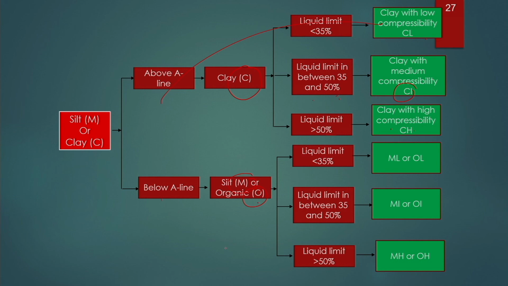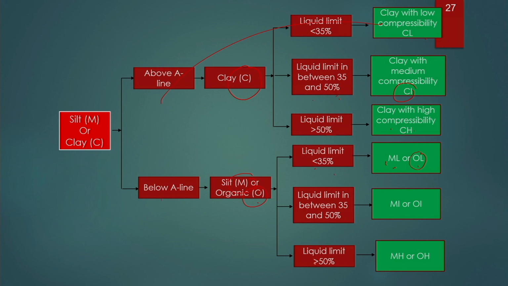If it is organic, then we have to do some other test to determine whether the organic content is there or not. Then from the liquid limit, we can find out whether it is a highly compressible, low compressible or medium compressible soil. If the liquid limit is less than 35%, the soil can be classified as ML or OL, silty soil with low compressibility or organic soil with low compressibility.